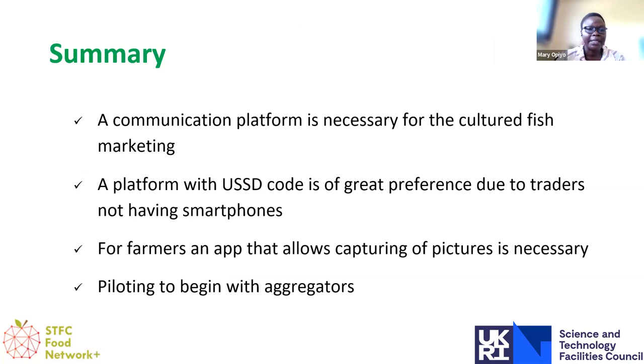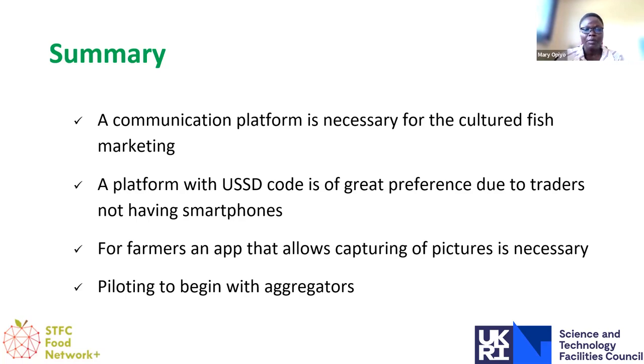Then in summary, I can say that this communication platform is really required for cultured fish marketing in Kenya, because from the response we received from the farmers and even traders, they are really willing to have this communication platform in place. They would prefer a platform which uses both USSD and smartphone applications, because with USSD, even if they don't have a smartphone, they can send a code and receive information, like if it is 1,000 fish, where can they get it from? Or if it is 10 kilos of fish, where can they get it from?